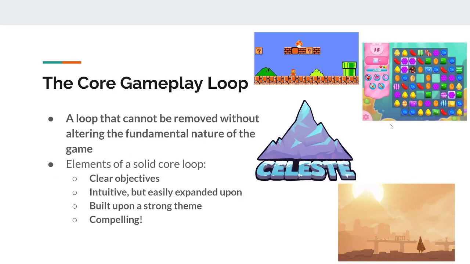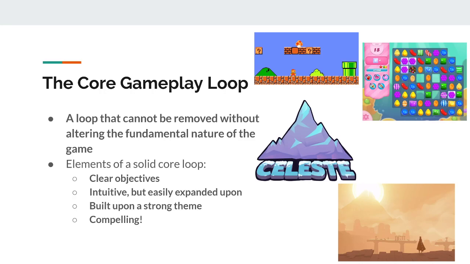So let's start off with the core gameplay loop. So what is a core gameplay loop? As you can see on the slide, a core gameplay loop is a loop that can't be removed without altering the fundamental nature of the game. So for Mario, this gameplay loop could be walking, running, and jumping. For Candy Crush, it's swapping candy positions.